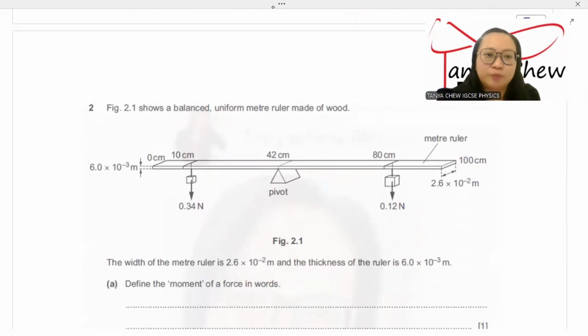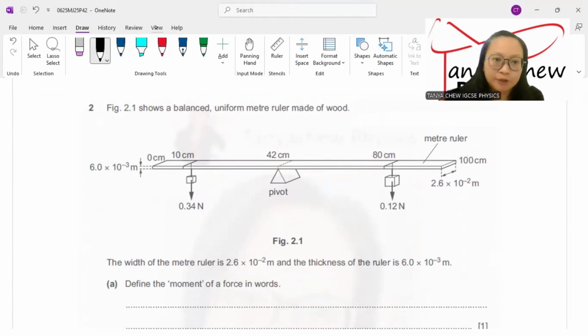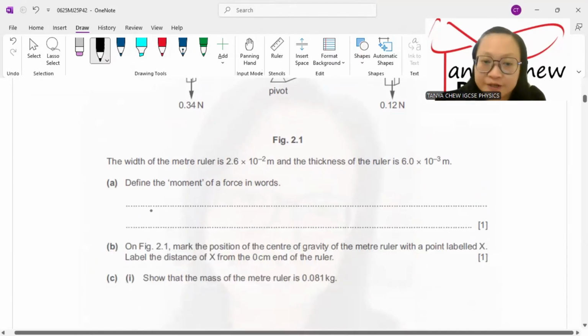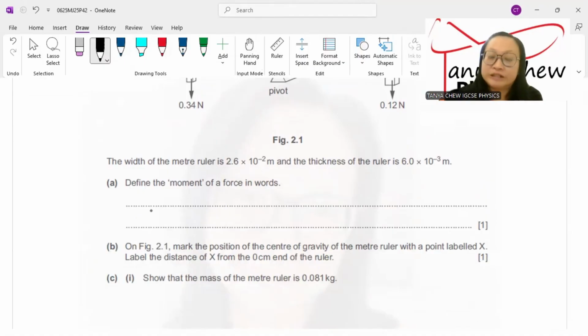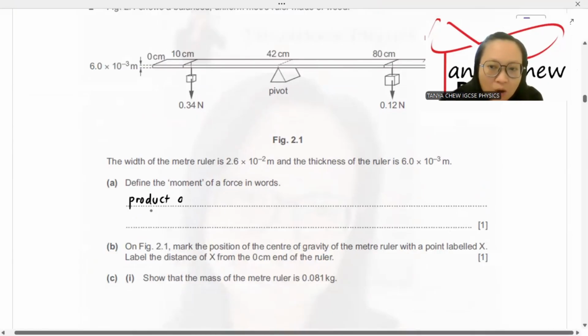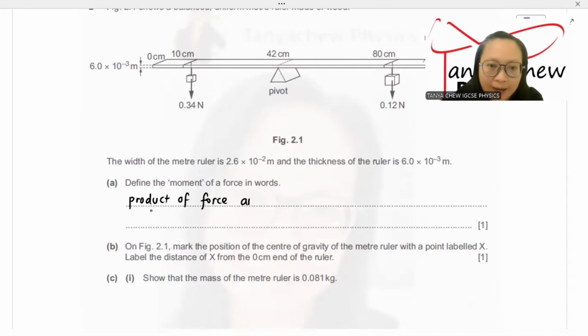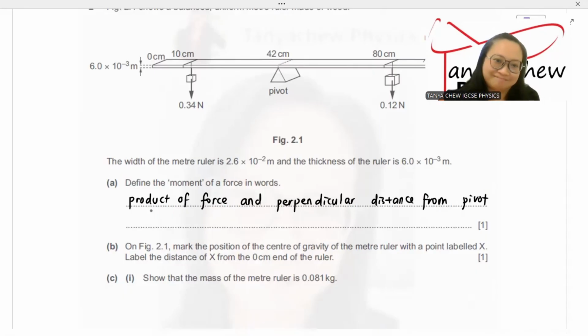Now, question number 2. Fig 2.1 shows a balanced uniform meter ruler made of wood. The width of the meter ruler is 2.6 times 10 to the power negative 2 meter, and the thickness of the ruler is 6 times 10 to the power negative 3 meter. Part A, define moment of a force in words. So you have to use words, no formula. So I would say moment is being defined as the product of force and perpendicular distance from pivot. And I'm done.